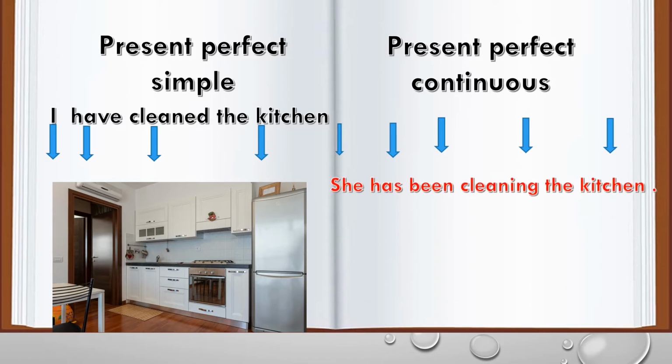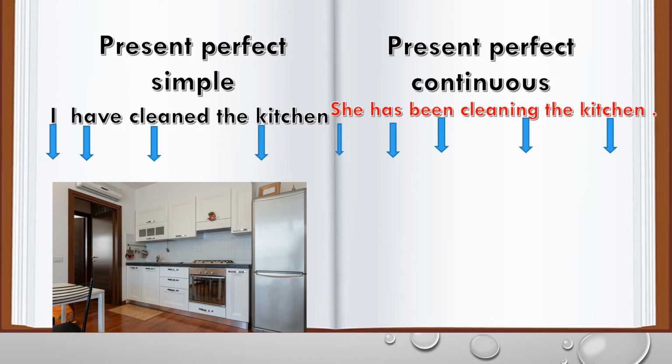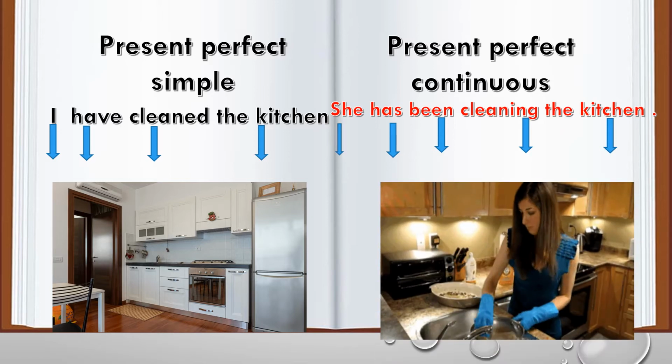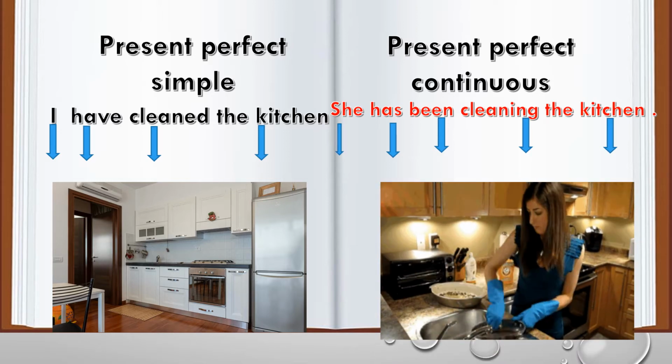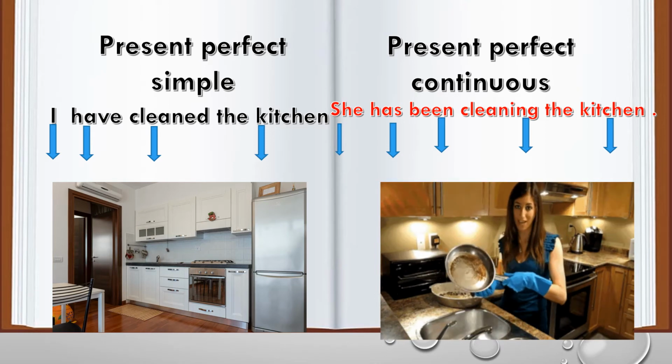What about present perfect continuous when we say she has been cleaning the kitchen? Here we have, look at this picture. She started cleaning the kitchen in the past, okay, but the action is unfinished till now.